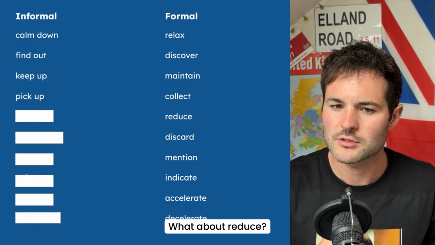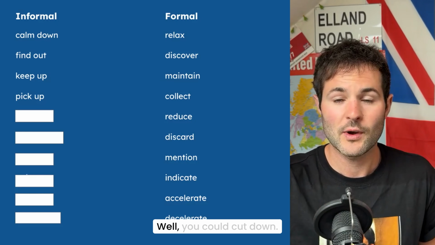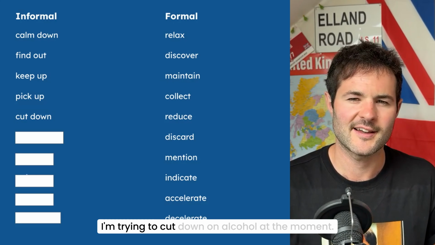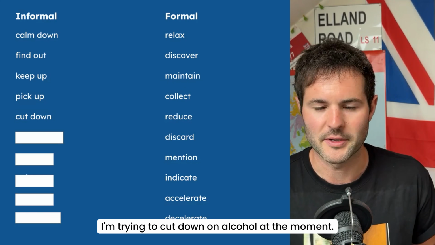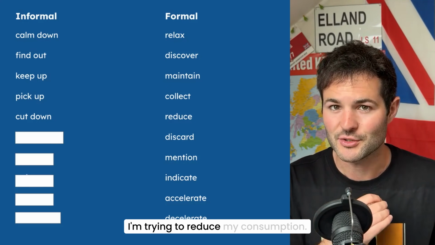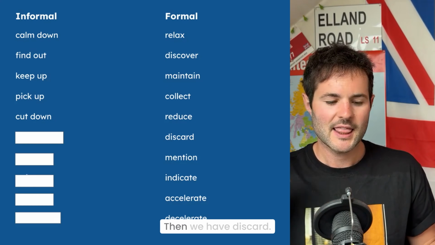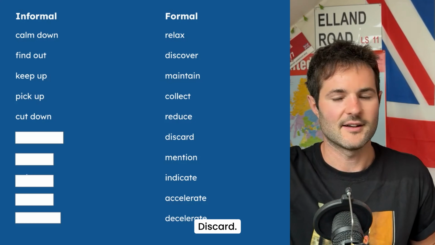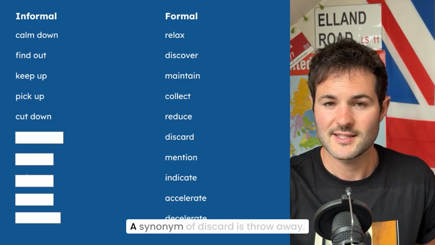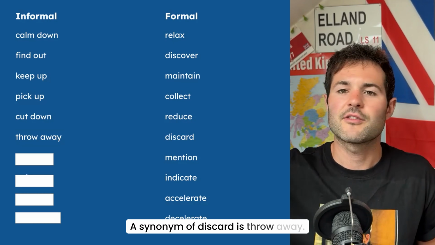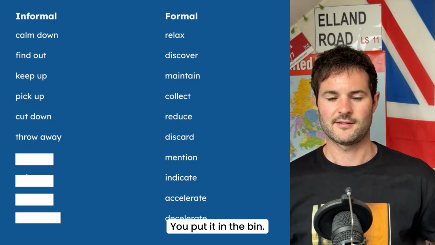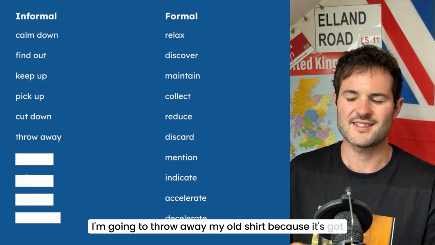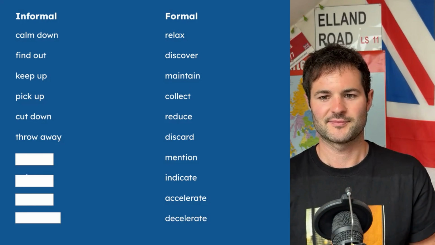What about reduce? A phrasal verb for reduce? Well, you could cut down. I'm trying to cut down on alcohol at the moment. I'm trying to reduce my consumption. Then we have discard. A synonym of discard is throw away. You put it in the bin. I'm going to throw away my old shirt because it's got a tear in the middle of it.